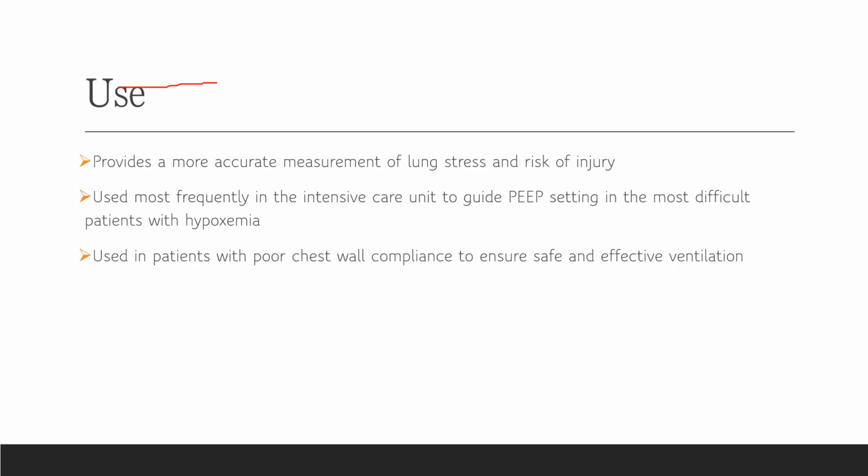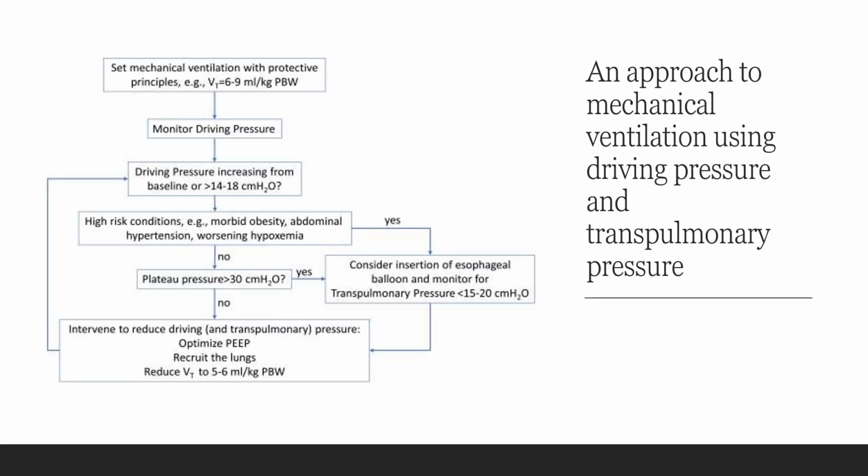With regards to its use, essentially with the currently available parameters, transpulmonary pressure most accurately reflects the lung stress and the risk of injury. It is used most frequently in the intensive care unit setting to guide PEEP in most typical patients, like patients with ARDS who are morbidly obese or patients with severe hypoxia with intra-abdominal hypertension. Here you can see how you can set ventilatory settings, especially with regards to tidal volume and PEEP, to ensure effective oxygenation and ventilation and to minimize the risk of lung stress and injury.